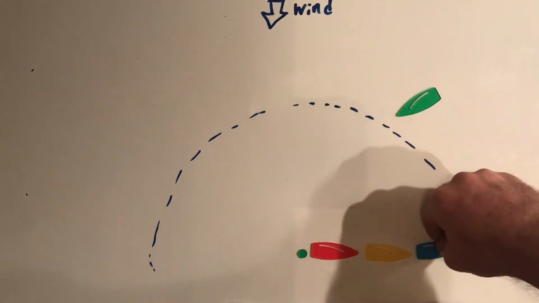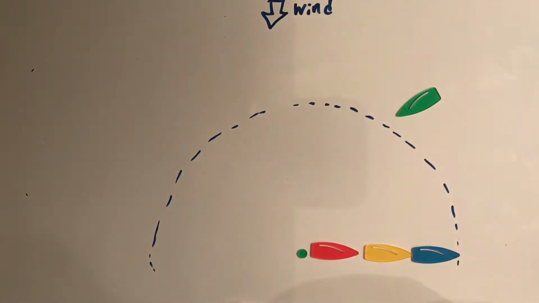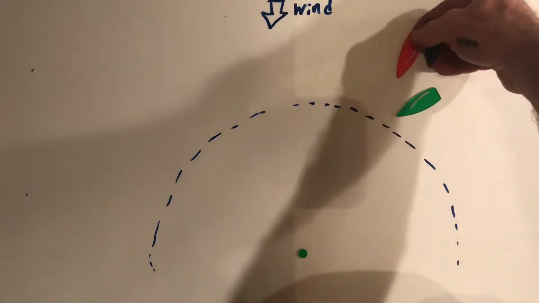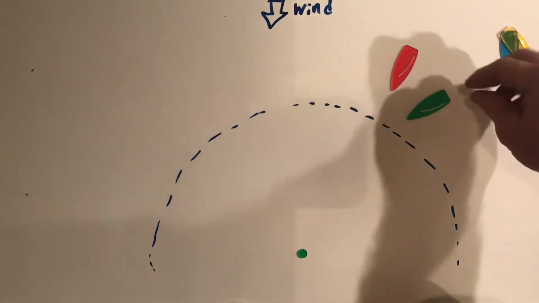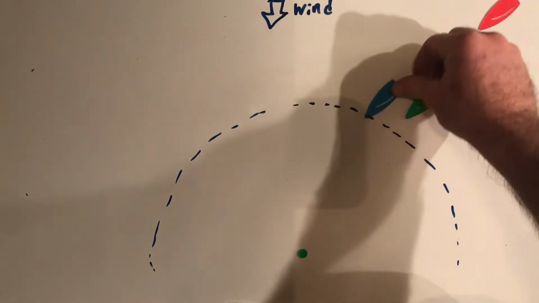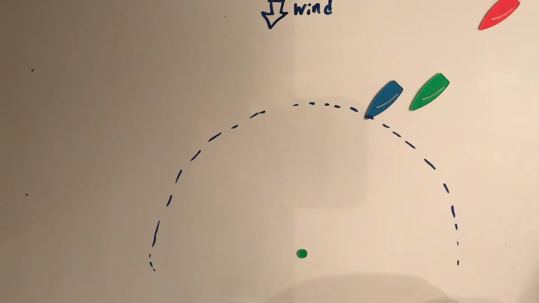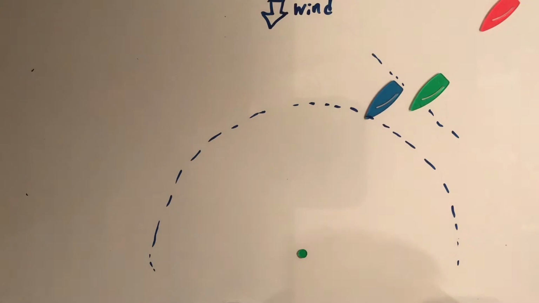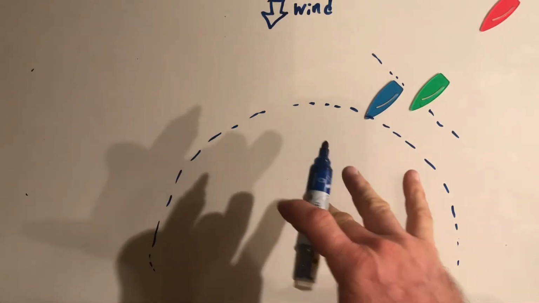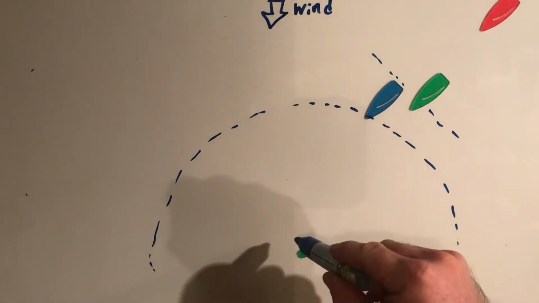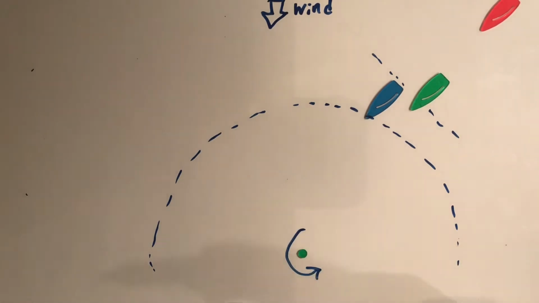So first off, we have the definition of mark room. So there's 3 basic parts. If you are owed mark room, so for example here, green is ahead of a line coming off of blue's transom. That means that green has mark room. So what mark room means, first of all, blue has to allow green to pass the mark on the required side, which in this case is mark to port.